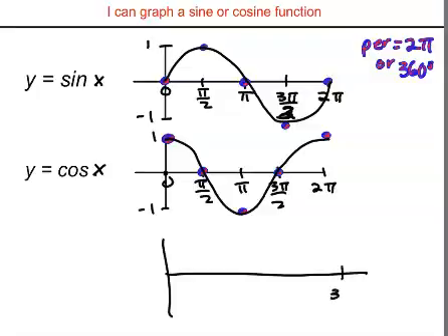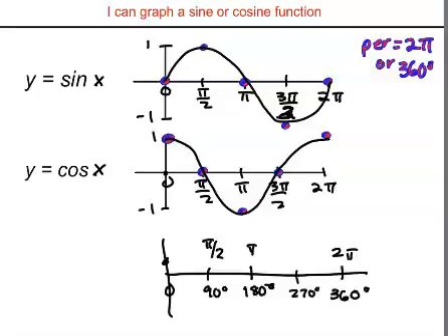Okay? Now, of course, if this were degrees, it'd be the same thing. It would just be, instead of 2 pi, it'd be 360. Instead of pi, it would be 180. 0 is still 0, etc. Okay? So we just graphed it in radians.